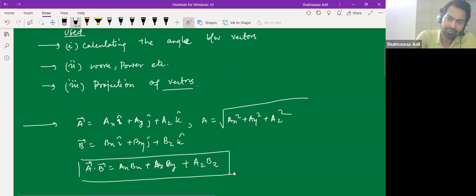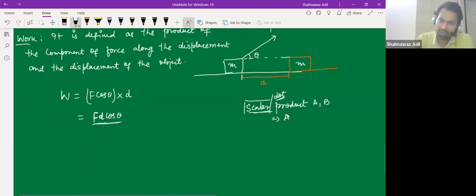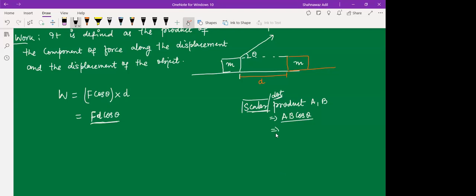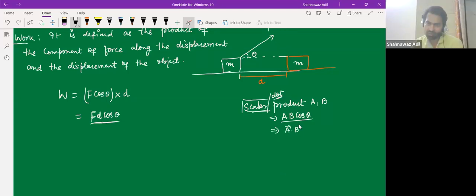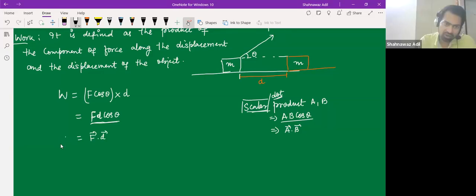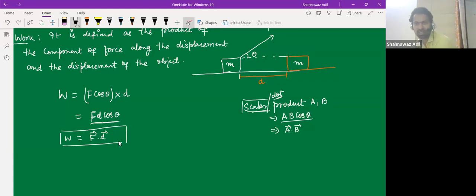So AB cos theta, this is the dot or scalar product, right? This is written as A dot B. So I can write this as F dot D. Absolutely right. So this is how you define work from the physics point of view. So if a painter is painting something, then from the physics point of view, he is not doing any work. Is the definition of work clear to everyone?